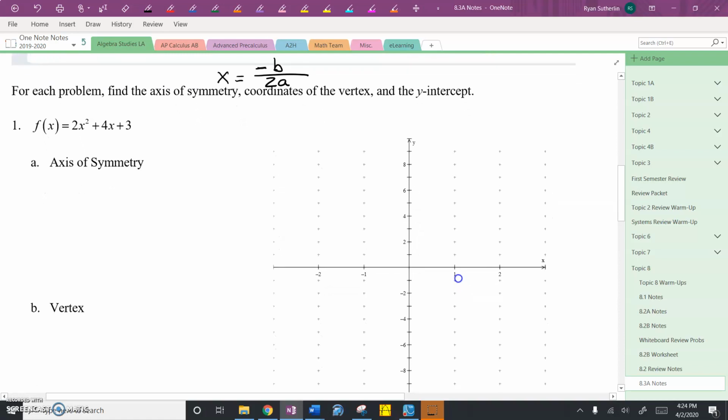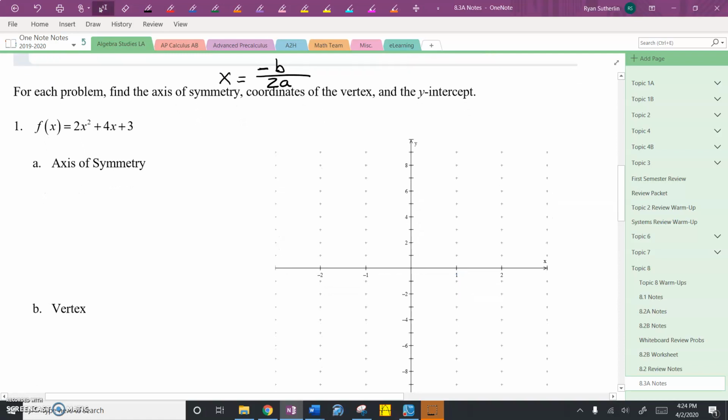So we've got f of x equals 2x squared plus 4x plus 3. And I want you to find the axis of symmetry, the coordinates of the vertex, and then the y-intercept, and we'll sketch a graph. So for the axis of symmetry, it is always x equals the opposite of b over 2 times the a value.